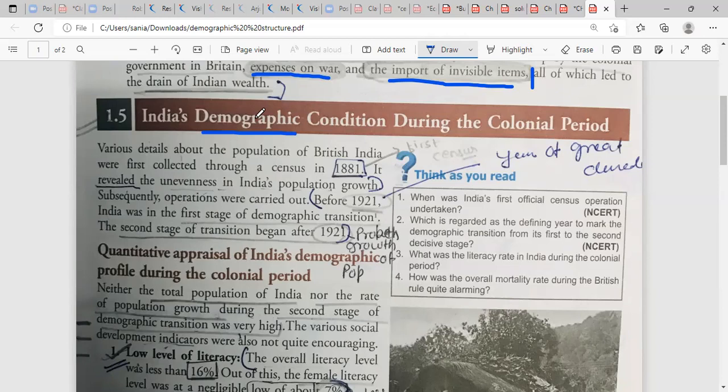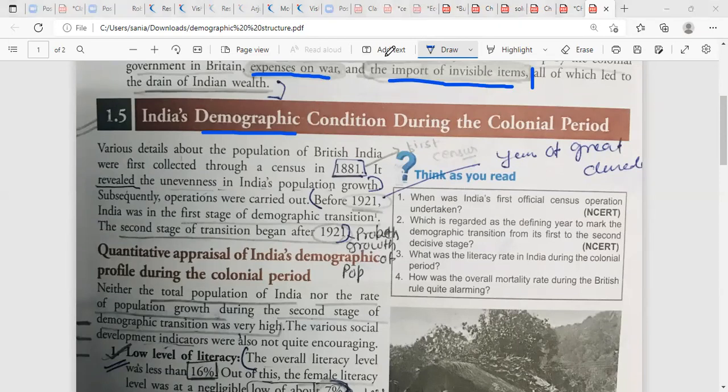Clear? Yes, ma'am. Various details about the population of British India were collected through the census. A census is a method through which we find out the data of population. The census of 1881 revealed the unevenness in India's population growth. Subsequently, operations were carried out. Before 1921, India was in the first stage of demographic transition. The second stage of transition began in 1921. Oh my God, ma'am, we didn't get anything.